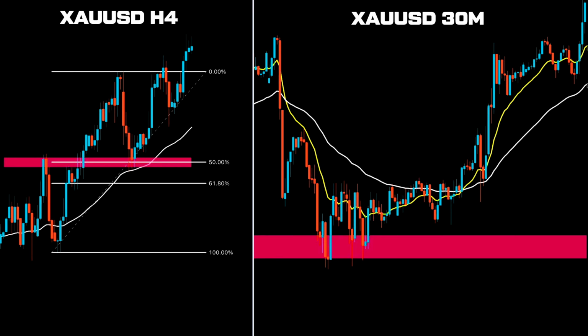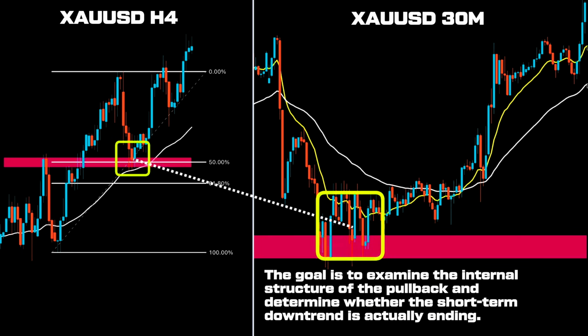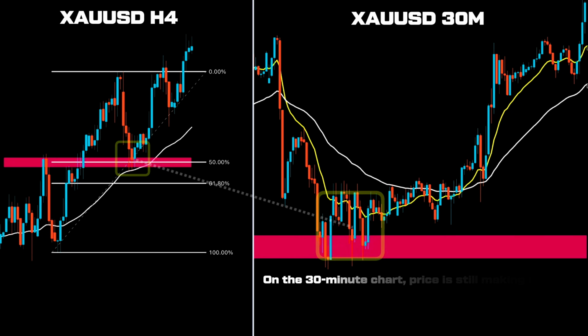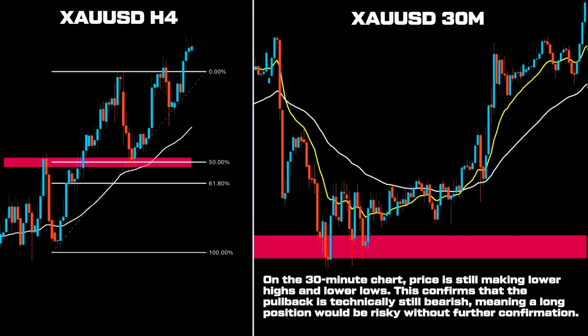To avoid entering too early, we drop down to the 30-minute time frame. The goal is to examine the internal structure of the pullback and determine whether the short-term downtrend is actually ending. On the 30-minute chart, price is still making lower highs and lower lows. This confirms that the pullback is technically still bearish, meaning a long position would be risky without further confirmation.